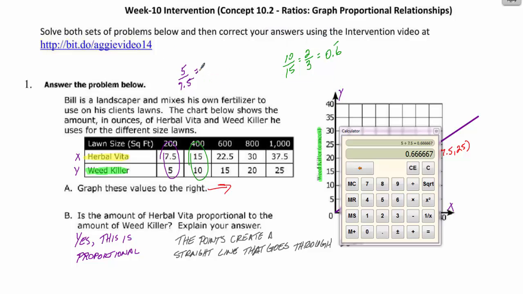All right, so this was also 0.6. Let's do just one more. Let's take 37.5 and 25. So if I take the y, 25, divide it by the x, 37.5, 25 divided by 37.5, I get 0.6 repeating, or 0.6 with a line over the top. All of them have the same proportion, as long as they all have the same proportion.